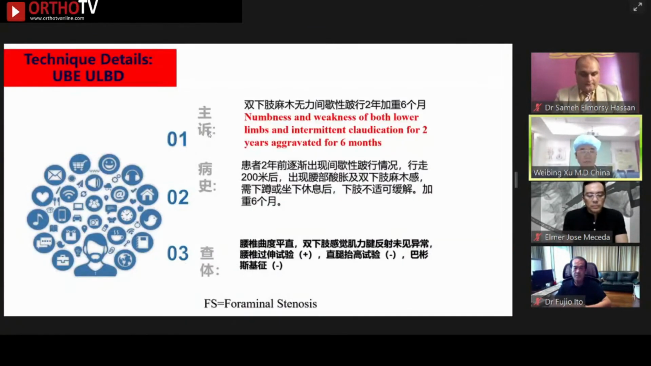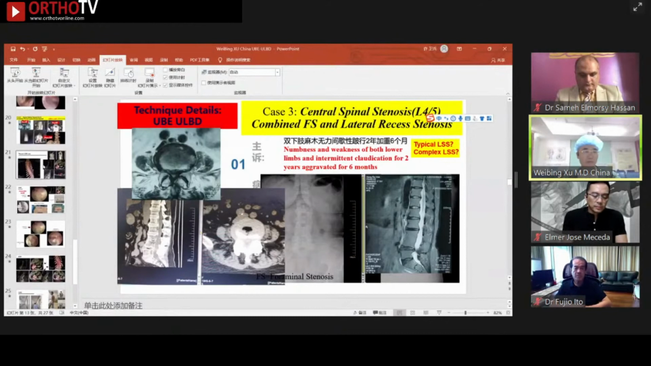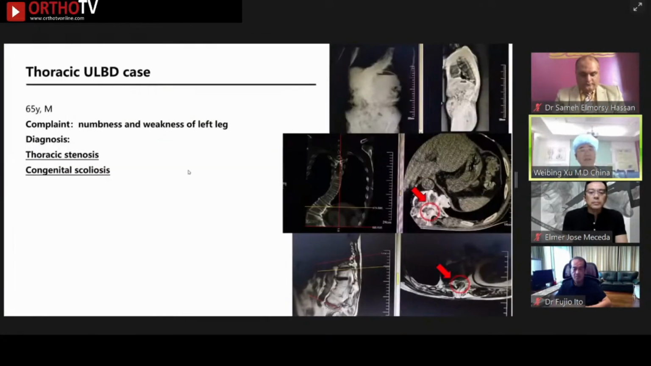Next, let's see the thoracic ULBD case. Sorry, it is a 65 years old male, complaining of numbness and weakness of the left leg. The diagnosis is thoracic stenosis and collateral stenosis. The stenosis is because of the ossification of the ligamentum flavum.